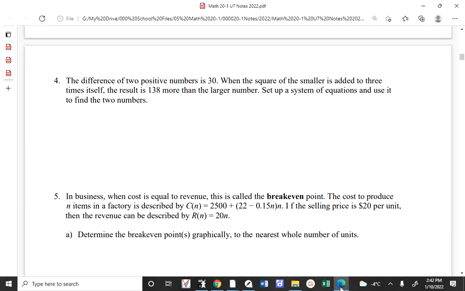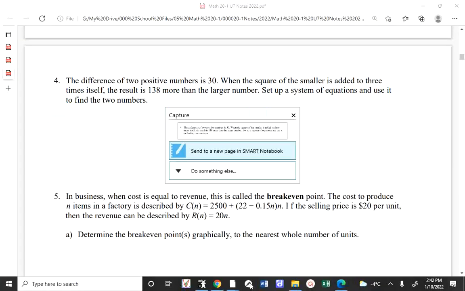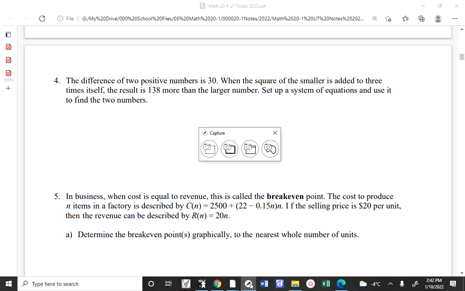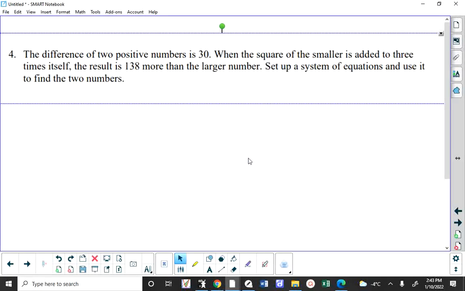Example 4. The difference of two positive numbers is 30. And then when the square of the smaller is added to 3 times itself, you get 138 more than the larger. We got to decipher that and put that into an equation. The nice thing about this, everybody, is since we're dealing with systems of equations, we don't come up with a single equation just with one variable. We can use 2 variables.